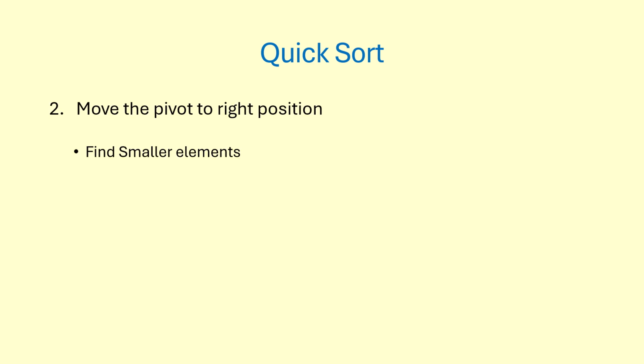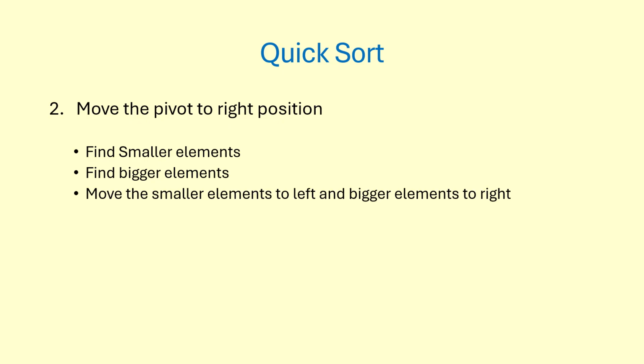Once we identify the pivot, move it to the right position. To do that, first find all elements smaller than the pivot and then find all elements bigger than the pivot. Then move all smaller elements into the left hand side and all bigger elements into the right hand side.